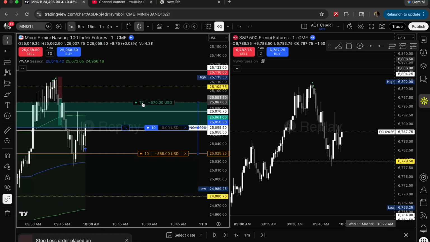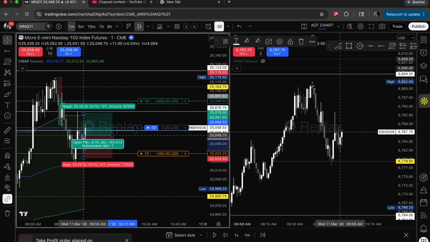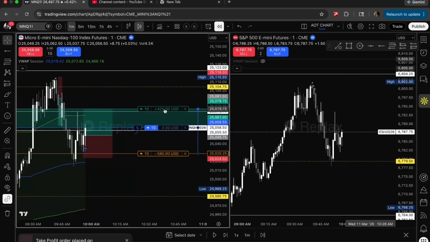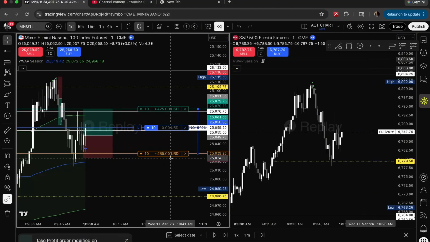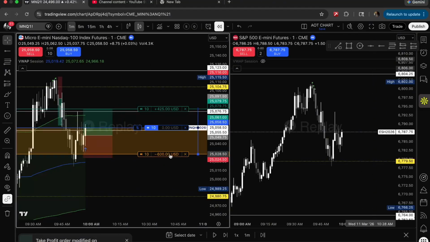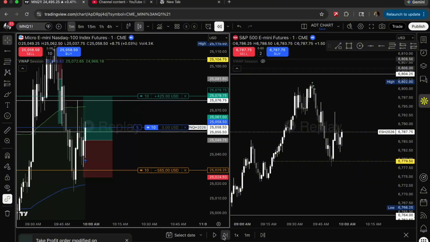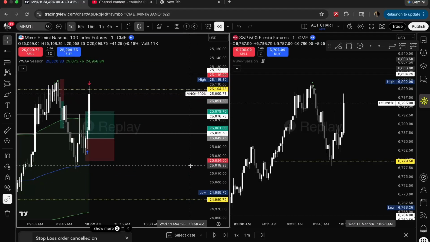My entry would have been better, bro. I ain't gonna lie. Entry should be here. I'm gonna target right here. Stop loss somewhere right here. That's cool. Let's see if this plays out. Damn.